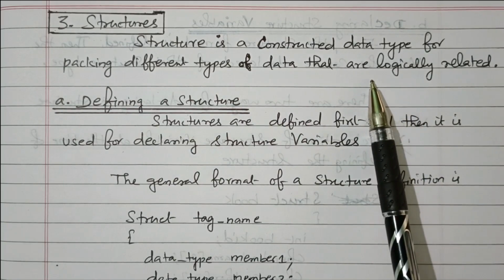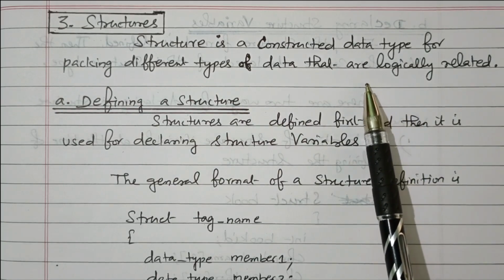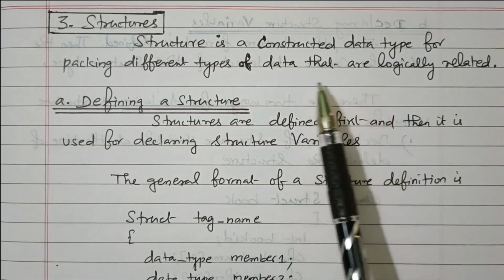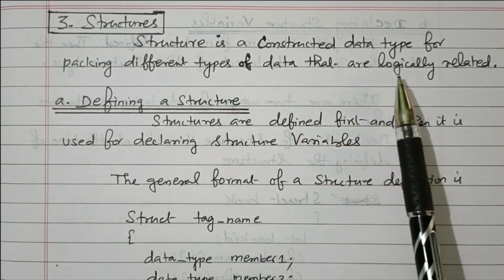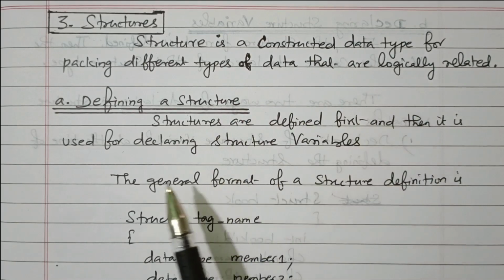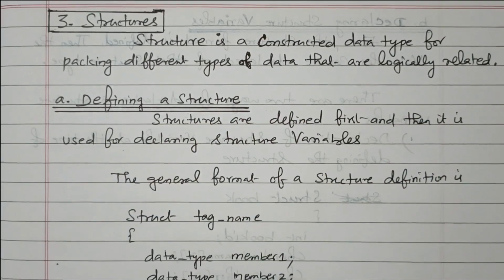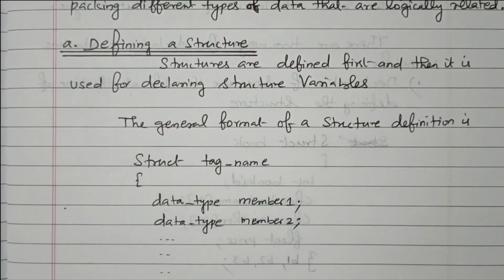So the array, one more topic available, is the collection of same type of data. Array is the collection of same type of data. This is the different type of related data, right? We'll see defining a structure. How to define the structure? What is the general format to define the structure?